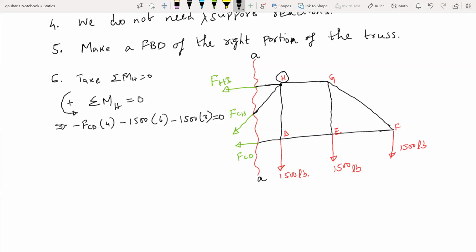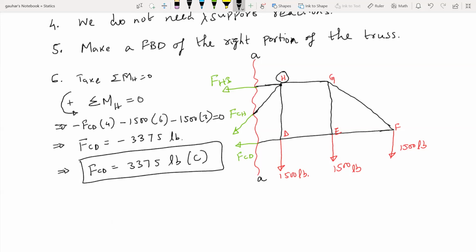So all three are negative, and we got the moment equation, and from here we get FCD, which is negative 3,375 pounds. So we assumed tension, but we got a negative number, which means that FCD is basically a compression force. So we'll write down 3,375 pounds and in the bracket compression. So that's how we are done with one unknown, right? Okay, so now we are left with two unknowns, FCH and FHI, right?